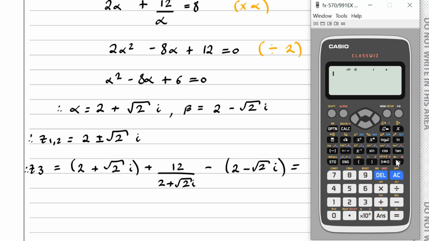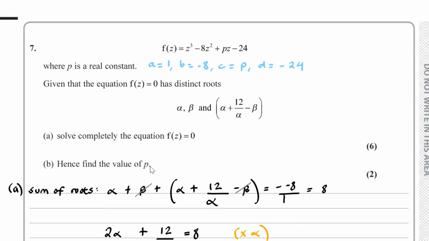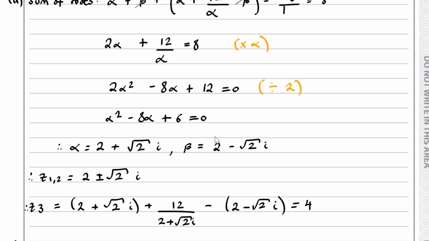We end up with 4. So therefore our three roots are 2 plus minus root 2i and 4. And now for part B, we have to find the value of p. Well, we know that one of the roots is 4, and for us to find the value of p, that's quite easy.